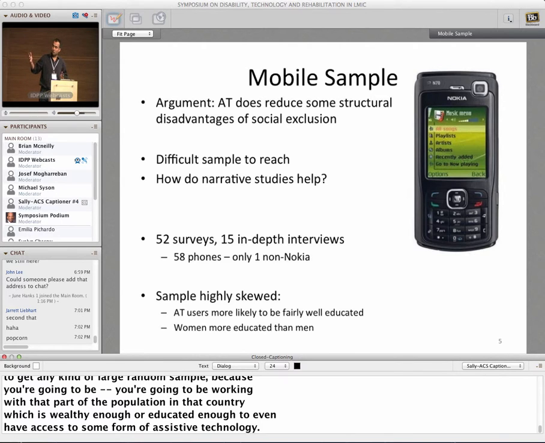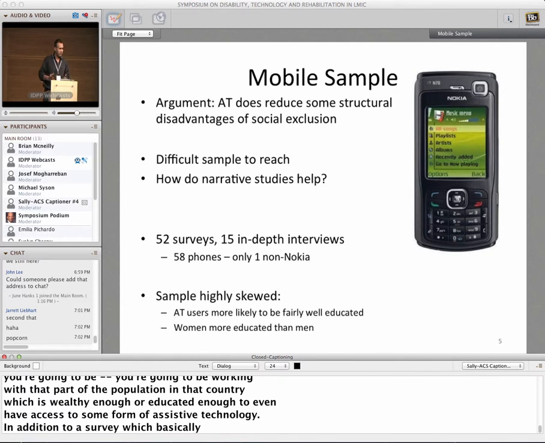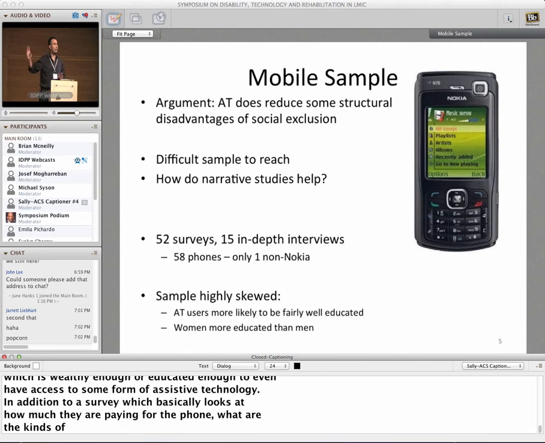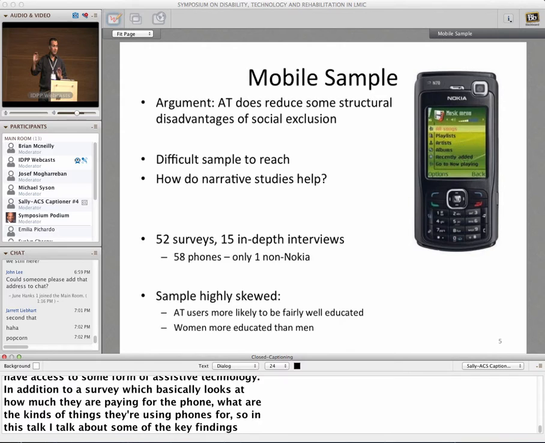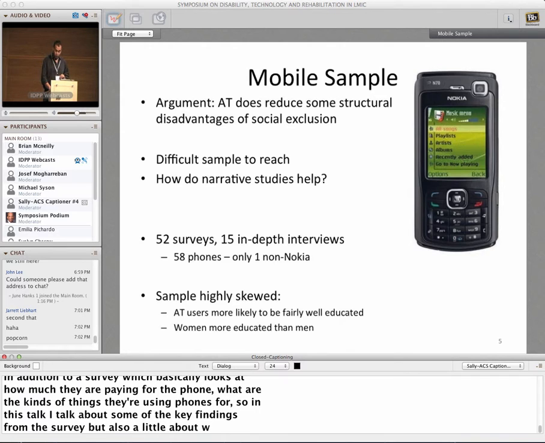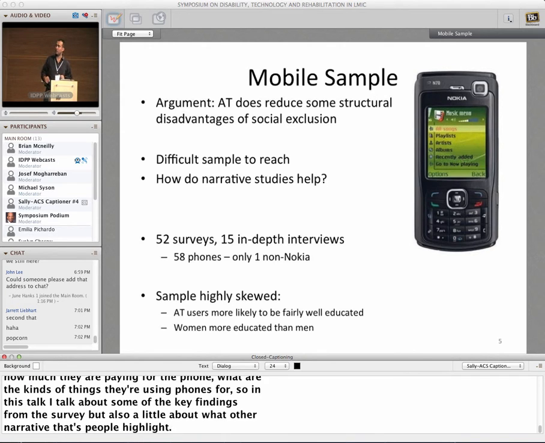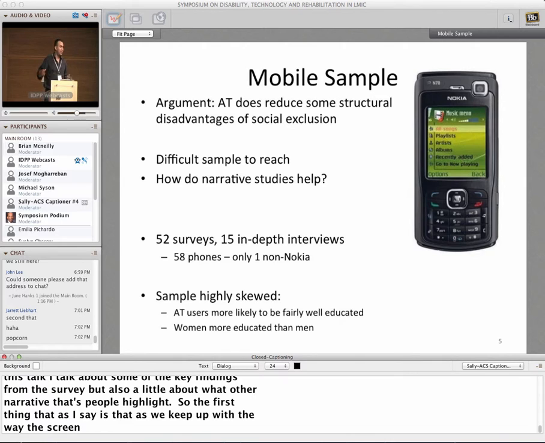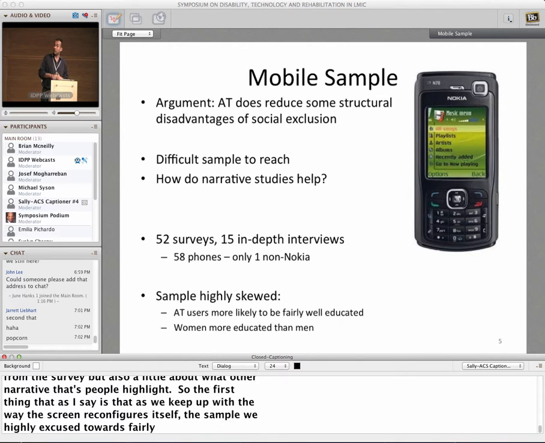And in addition to a survey, which basically looks at how much they're paying for the phone and what kinds of things they're using their phones for, we're doing in-depth interviews. So in this talk, I'll talk about some of the key findings from the survey, but also a little bit about the narratives that people highlight. The first thing, as I say, is that this sample is highly skewed towards fairly well-off people, fairly well-off blind people in India.